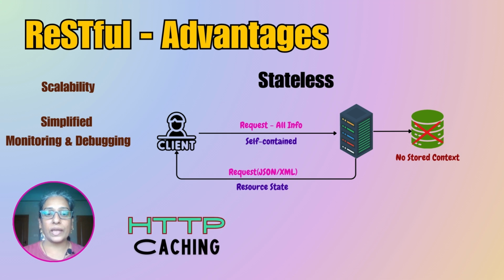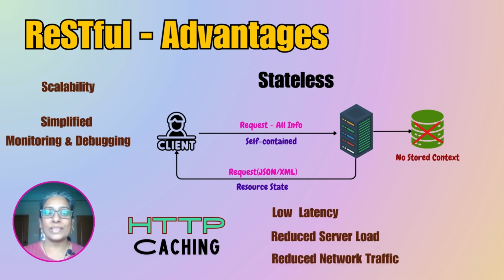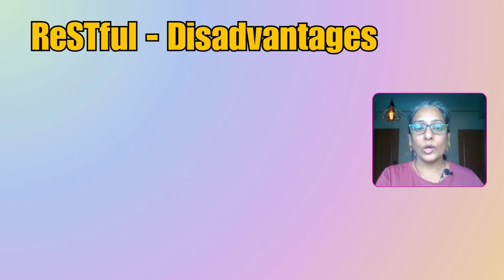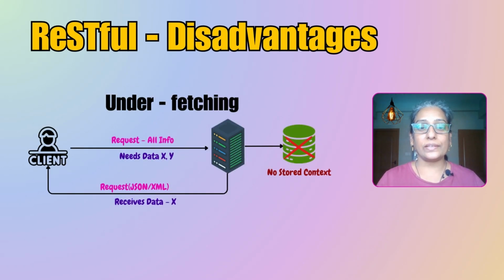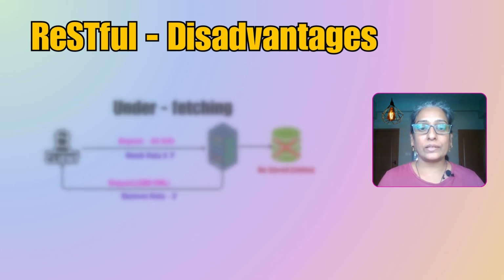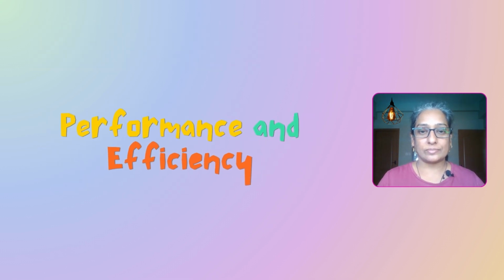Leveraging HTTP caching in REST improves performance by reducing latency, server load, and network traffic. This leads to an efficient and responsive application. Overfetching or underfetching of the data than needed are common challenges in REST APIs that impact performance and efficiency.